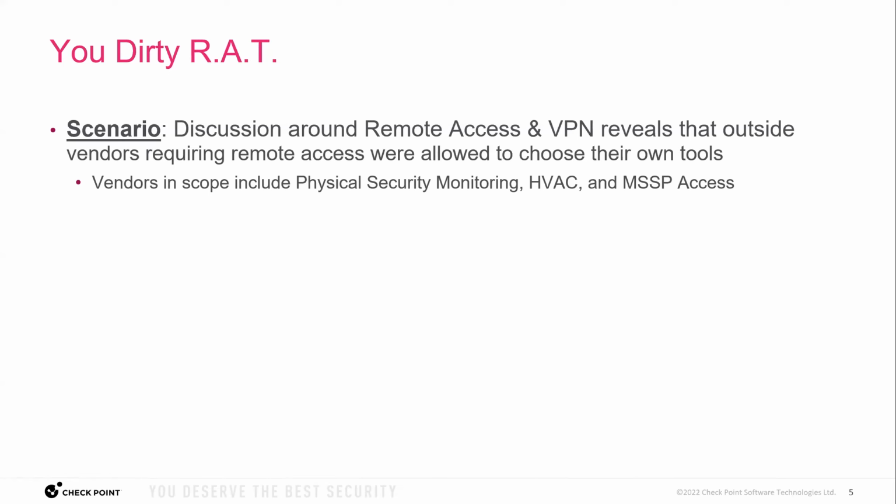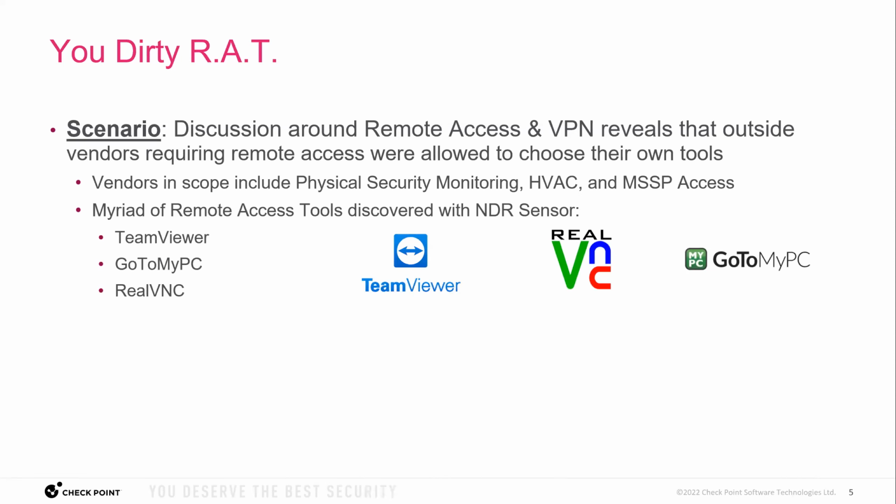And in this workshop we deployed some sensors on the network, we deployed NDR, and we got to the point of the workshop where we were discussing remote access and VPN, particularly as it applied to third parties. So when we were talking to this customer, we found out some vendors in scope for third-party access included folks doing their physical security monitoring, HVAC, and there even was an MSSP involved that had remote access to help do break fix, things like that.